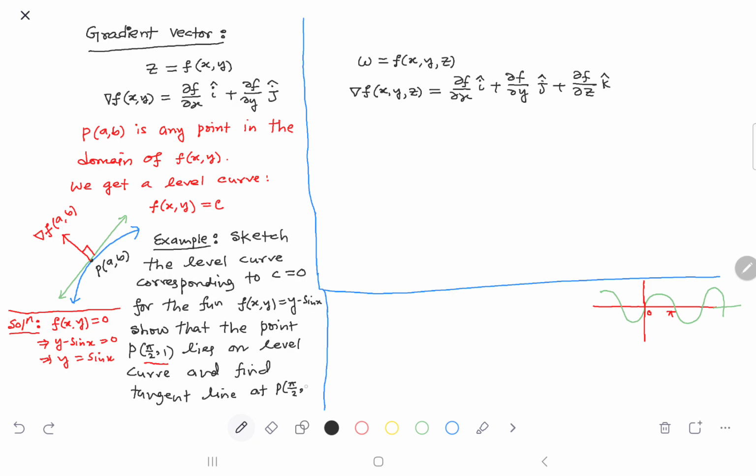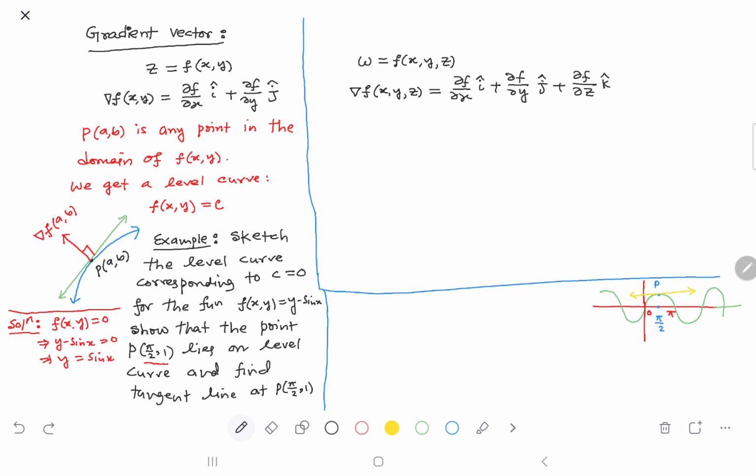Basically, I'm trying to tell you how you can use the gradient of a function of two variables to write down the equation of the tangent line. So we are at the point pi by 2. On the curve we have this point, say this is P, right? So we have the tangent line. Let me use the yellow color. This is the tangent line, right? So what should we do? We will write down the equation of this yellow line.